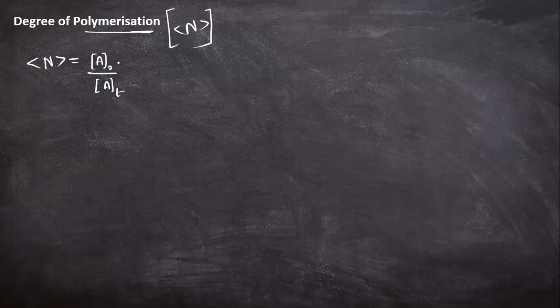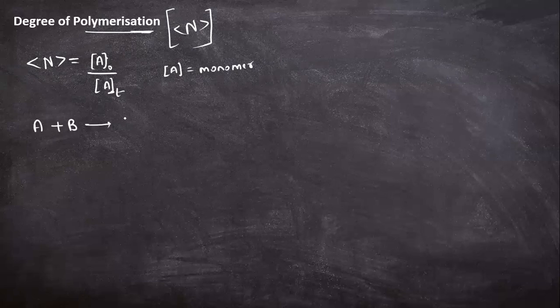The initial concentration of a monomer. Here we are talking about the monomer. The initial concentration of the monomer, and the final concentration means the concentration of the monomer. A t is the concentration of the monomer at time t. So let me simply tell you, A is nothing but the concentration of the monomer. This one is the initial concentration of the monomer, and this one, A t, is the concentration of the monomer at time t.